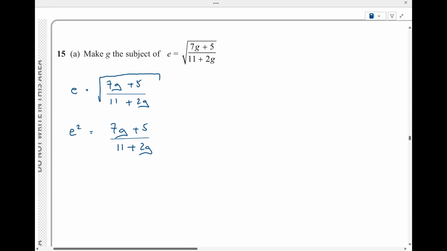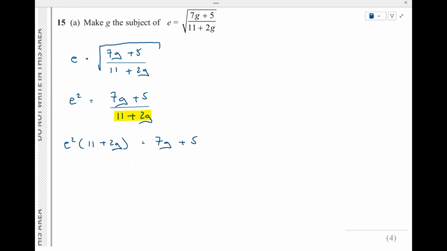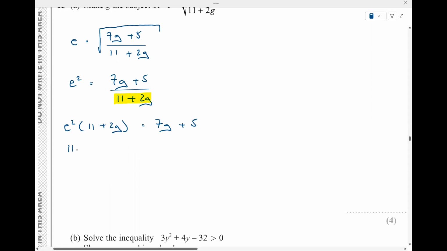Now let's sort out that fraction. Should we multiply both sides by 11 plus 2g? So I'm going to have e squared multiplied by 11 plus 2g equals 7g plus 5. Multiply that bracket on the left. 11e squared plus 2e squared g equals 7g plus 5.